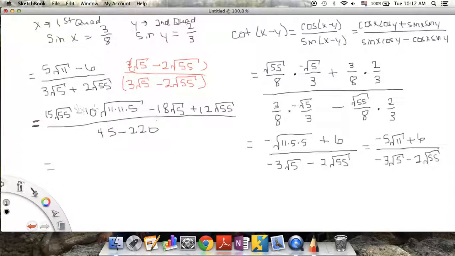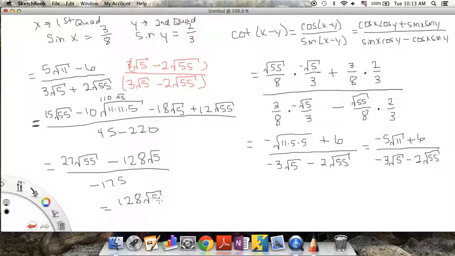All right, so on the top, we've got 15 and 12, so that's 27 on the square root of 55. Now this one here is going to end up being 110 on the square root of 5, because we pulled that 11 out. So when we combine that with this other square root of 5, we end up with minus 128 on the square root of 5 all over negative 175. Now, just to make it prettier, this negative sign down here, we could get rid of that by multiplying it up here. And we end up with our answer of 128 on the square root of 5 minus 27 on the square root of 55 all over 175.